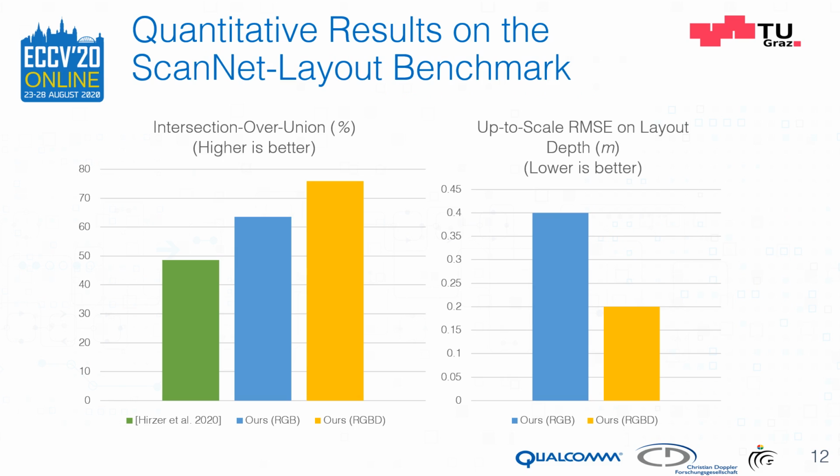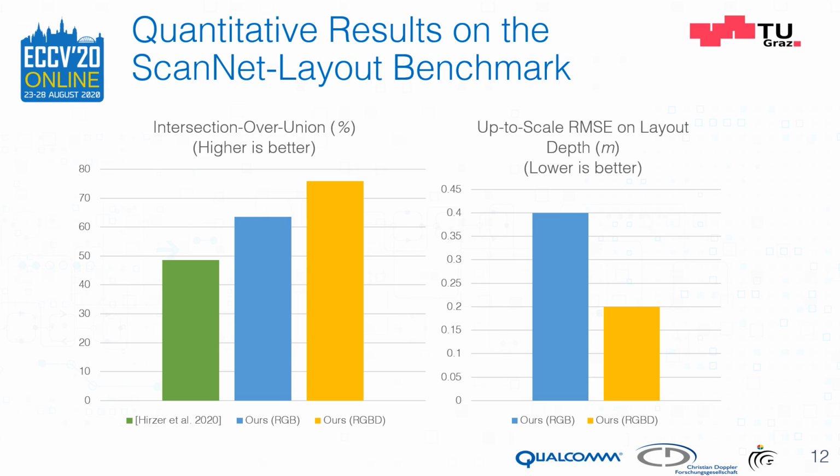We show some of the quantitative evaluations on our ScanNet layout benchmark. To better understand the complexity of the dataset, we first benchmark the Hirzer et al. method. Even though the method is the state-of-the-art in cuboid layout estimation, it clearly underperforms on our benchmark, as indicated by its intersection over union value. This is expected, as the method cannot deal with non-cuboid layouts. In contrast, our approach shows much higher values.